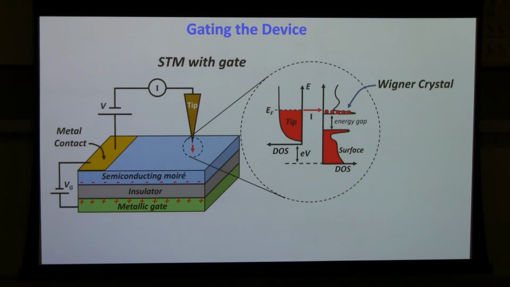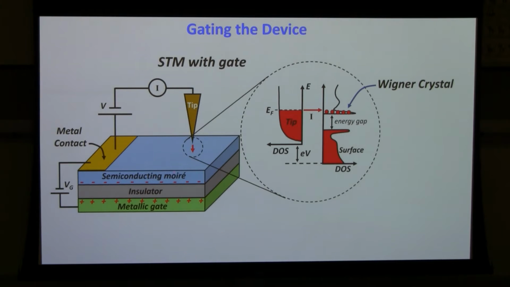And that's where your Wigner crystal is. That's how you can get the Wigner crystal. You're putting electrons into the conduction band. Those electrons are going to create your Wigner crystal. So this is what you got to do. So that's what we did. And so now I'll explain how we did it.